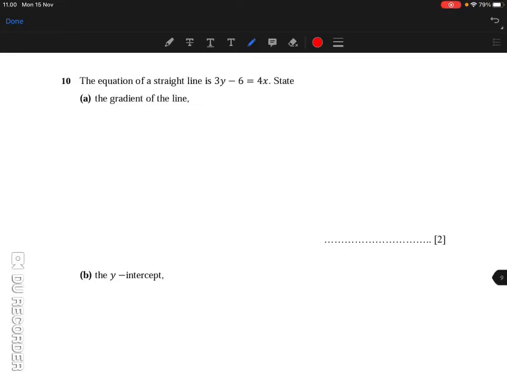Okay, now let's move to the next page. We have number 10 here. The equation of a straight line is 3y minus 6 equals 4x. State the gradient of the line.